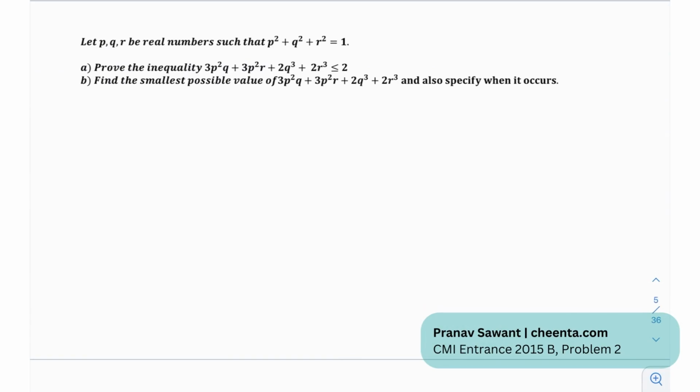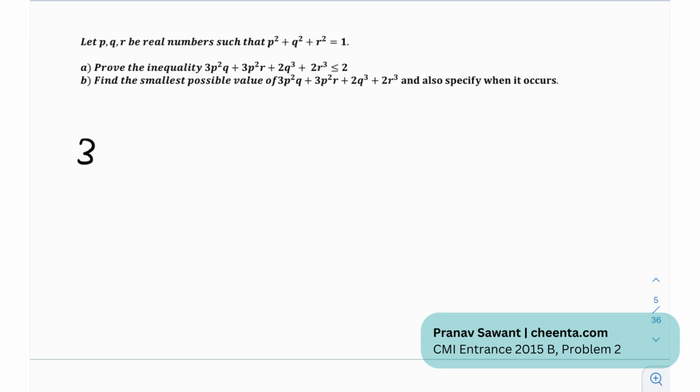Okay, so this is what is given to us. Let p, q, r be real numbers such that p square plus q square plus r square is equal to 1. Then we need to prove this given inequality. After that, we need to find the smallest possible value of 3p square q plus 3p square r plus 2q cube plus 2r cube, and also specify when it occurs. So we need to give certain values of p, q, r where this assumes its minimum possible value. So how should we start this? How shall we progress with this?